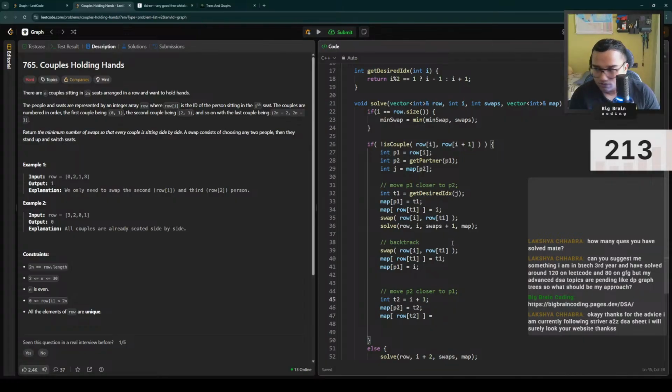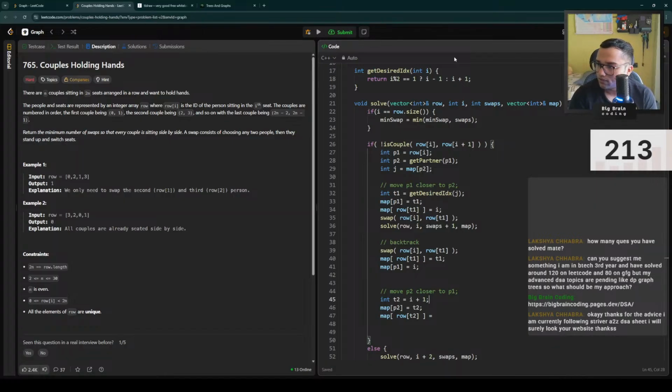Okay, thanks for the advice. I am currently following Striver's A to Z DSA sheet. I will surely look at your website. Yeah, that's fine. You can look at any DSA sheet and just follow the list of questions. Start from the easiest and then go on to higher levels. That's fine. You can follow any DSA sheet, man. There is also NeetCode, but yeah, just stick to what you are doing. Be consistent. Do questions daily.